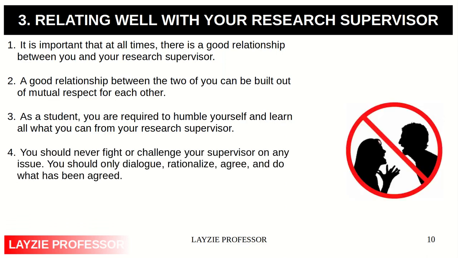And at no point in time should you, as a research student, fight your supervisor or challenge your supervisor on any issue. Instead, you should be dialoguing, rationalizing, and you should agree, and you should only do what has been agreed between the two of you to be done. It's that simple. You should never take things personal. You should never push your relationship to the point where you have to fight each other. No. You should only rationalize, agree on certain things that must be done, and you as a student go ahead and do exactly what has been agreed, and so you can move forward with the research.